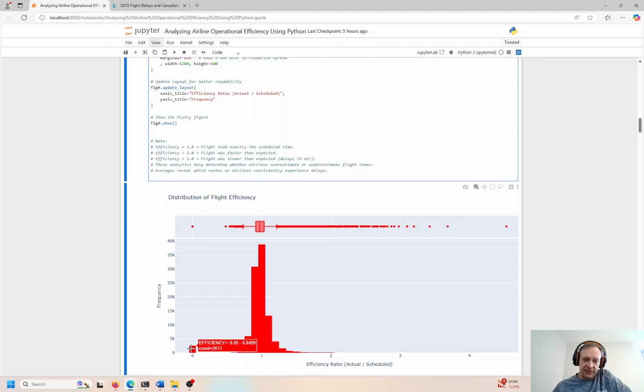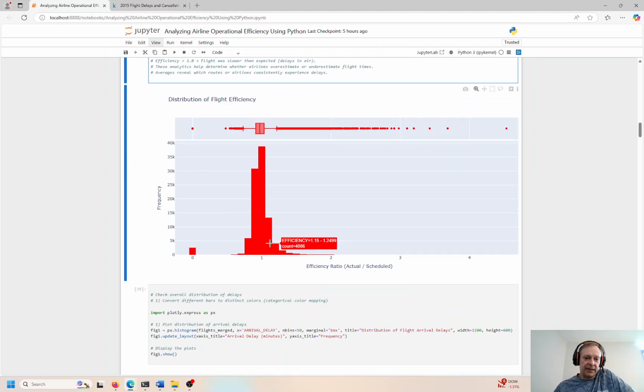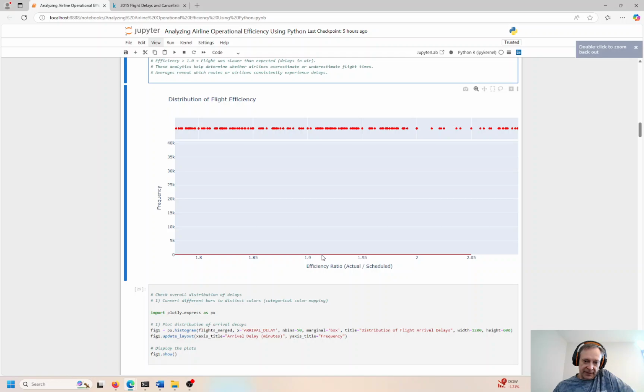You see efficiency of negative 0.05 to negative 0.99. And this is the takeaway here. So efficiency, if it's equal to 1, the flight took exactly as long as the scheduled time. If it's less than 1, the flight was faster than expected. So we see a few flights that arrived faster than expected. Most of them were on time. We have a few delays over here with the tail of the distribution stretching over to the right. So this is a serious delay. If it gets up to 2, I think I can zoom in here. Yeah, if I get up to 2, that's pretty serious delay. But there's not too many of those. It's just a handful.